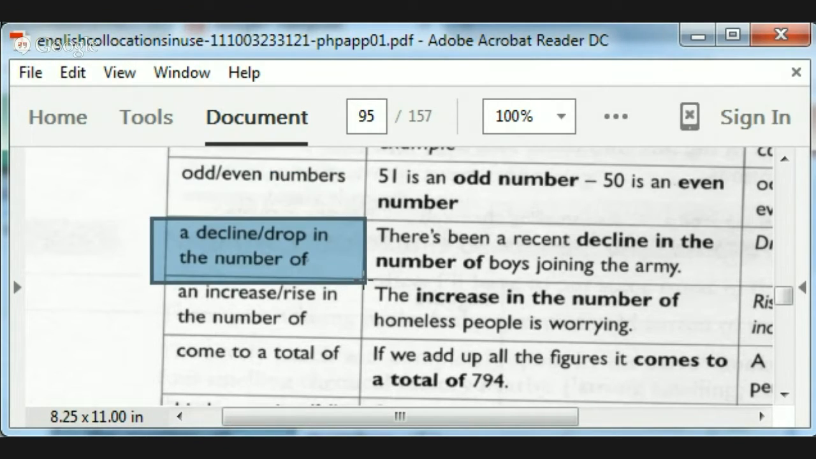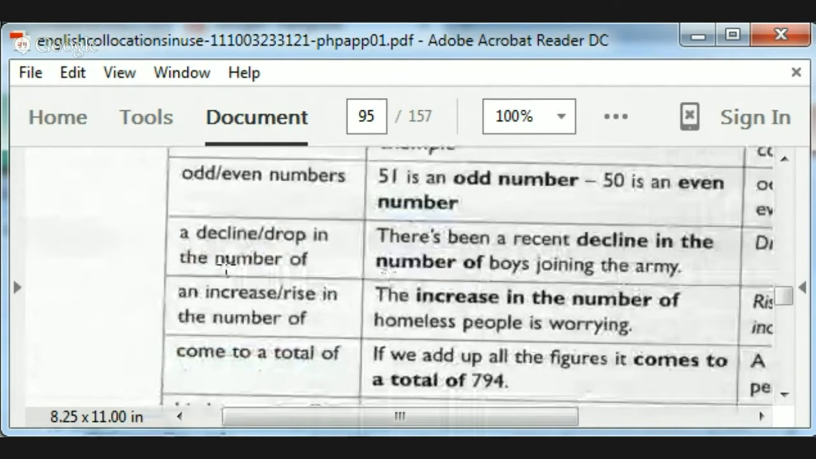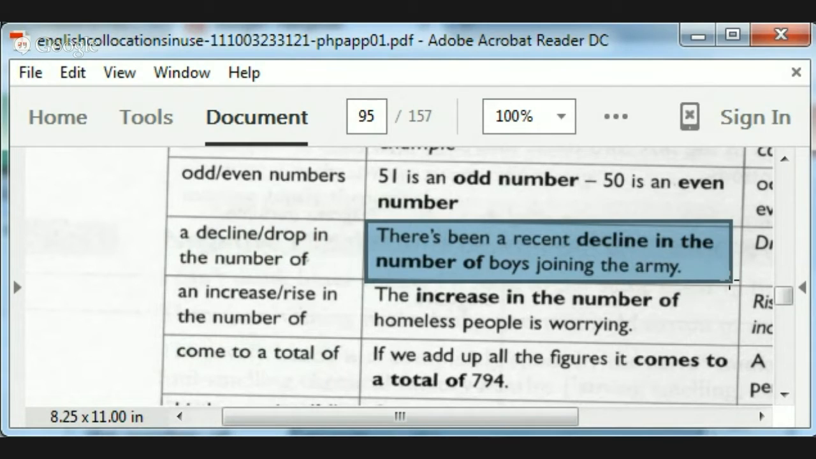All right. Very common in the business world, doing reports or reporting on information academically. Many of these, this next series, talk about numbers and relationships of numbers. Okay, Anna, a decline or a drop. Go ahead and read the example. Okay. There's been a recent decline in the number of boys joining the army.